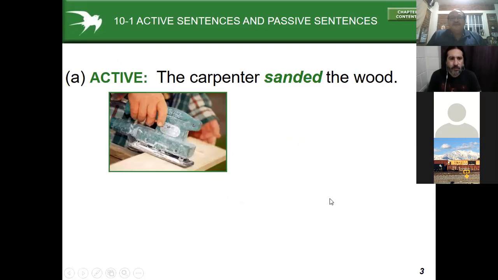Okay, this is another one. Look, you can see the picture. Probably you don't know the word "sanded", but if you see the picture, you can deduce the meaning. What is the meaning? Lijar. That's correct, in past tense. Sand is like when you go to the beach, you have a lot of sand, but sand is also a verb, when you are polishing something: the carpenter sanded the wood. This is the active form.